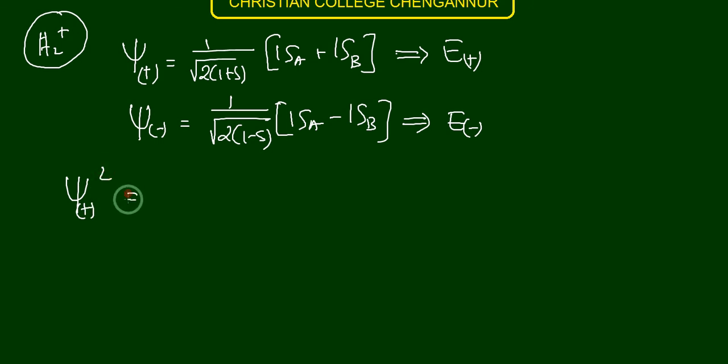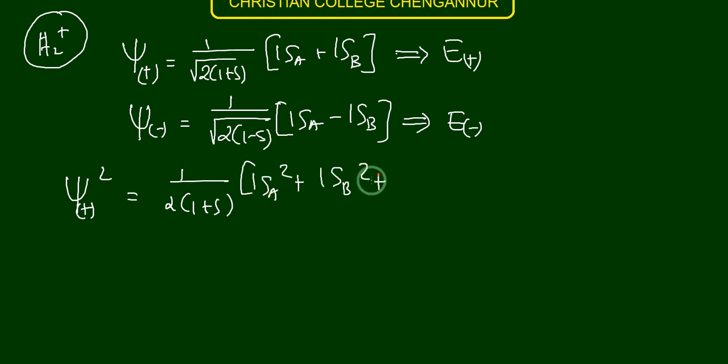So Psi plus square is equal to 1 divided by 2 into 1 plus s, into 1s A plus 1s B, the whole square, that is equal to 1s A square plus 1s B square plus 2 into 1s A into 1s B. But what are 1s A and 1s B? 1s A is the 1s atomic orbital of the hydrogen atom A, and 1s B is the 1s atomic orbital of the hydrogen atom B.